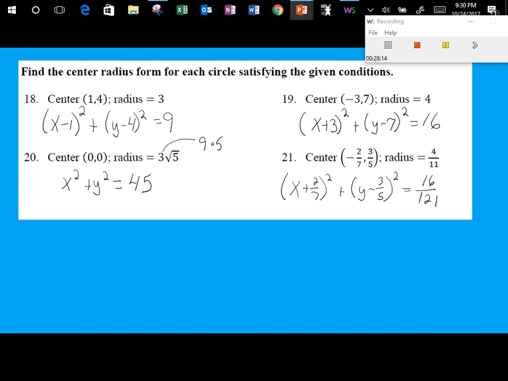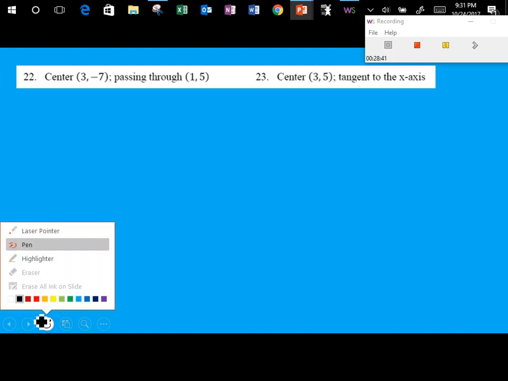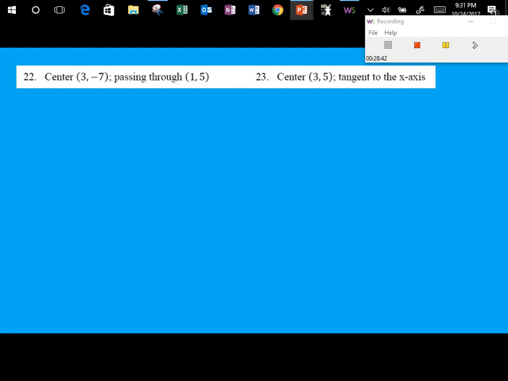And guys, that leaves me about 4 equations to kind of talk to you about. 2 of them being really, really easy. 2 of them taking just a little bit of work. So, here goes our number 22. We would like to write the equation of a circle that has a center at (3, -7) and passes through the point (1, 5).